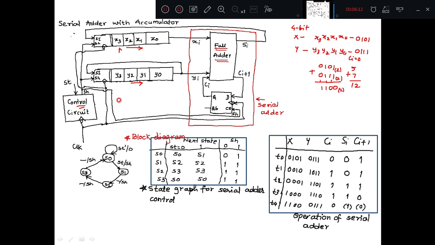Any design that you consider will be divided into a control unit or control circuit and the data path. The data path involves all the register storage. Here in this case, for x and y, it involves the full adder and it involves the flip-flop. Together we refer to this as the data path, and there is a control circuit. The control circuit operation can be written with the help of a state diagram or state graph.